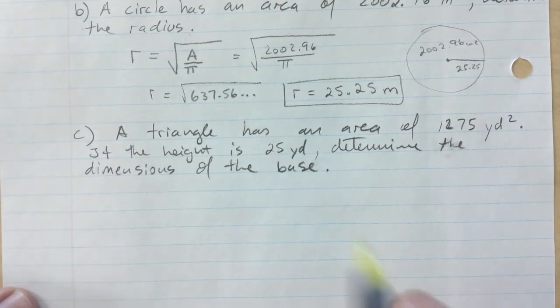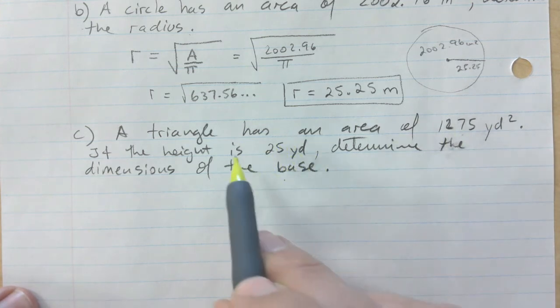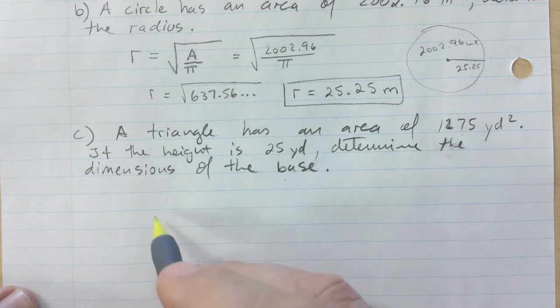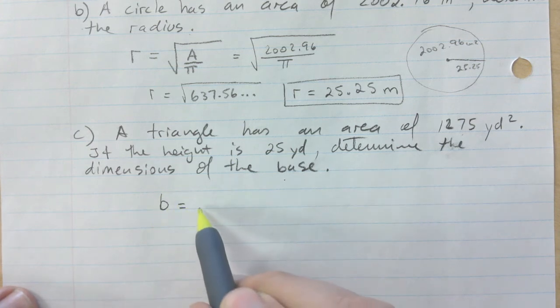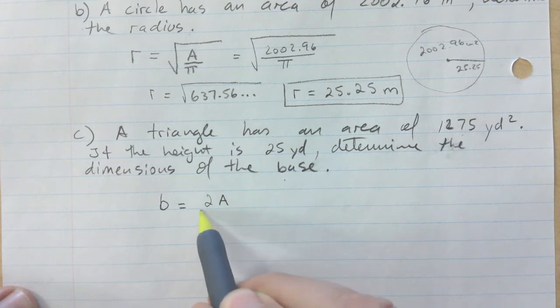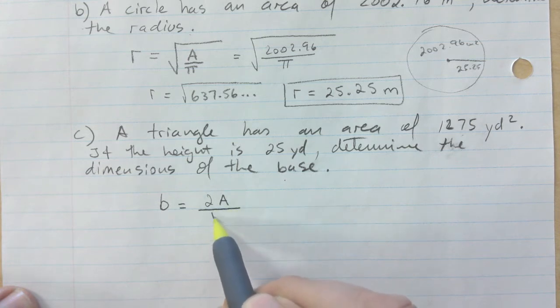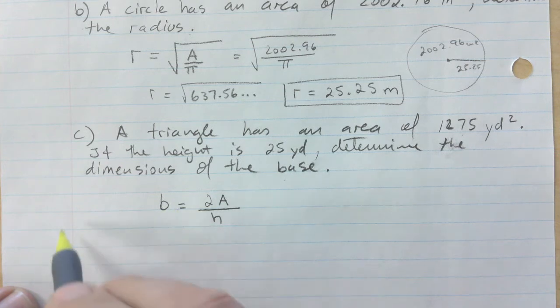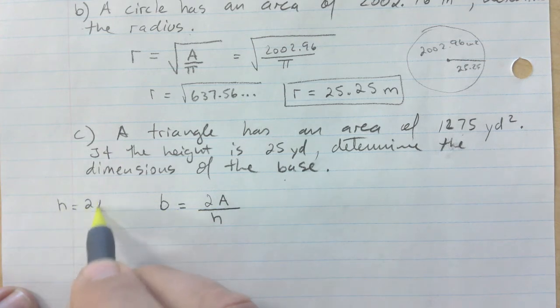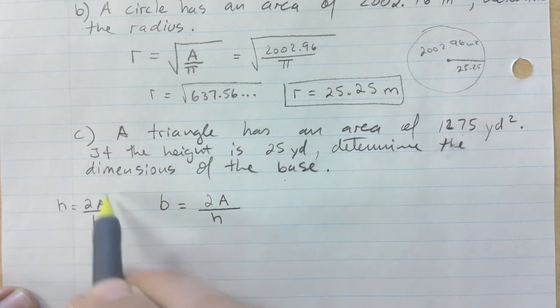A triangle has an area of this. Determine the base if you know the height. Okay. So the base, this is also the formula I gave you yesterday, is 2 times the area divided by the height. Right? I gave you 2 formulas. This one, and you also know that this is true. If you want to know the height and you're given the base, you would use this.